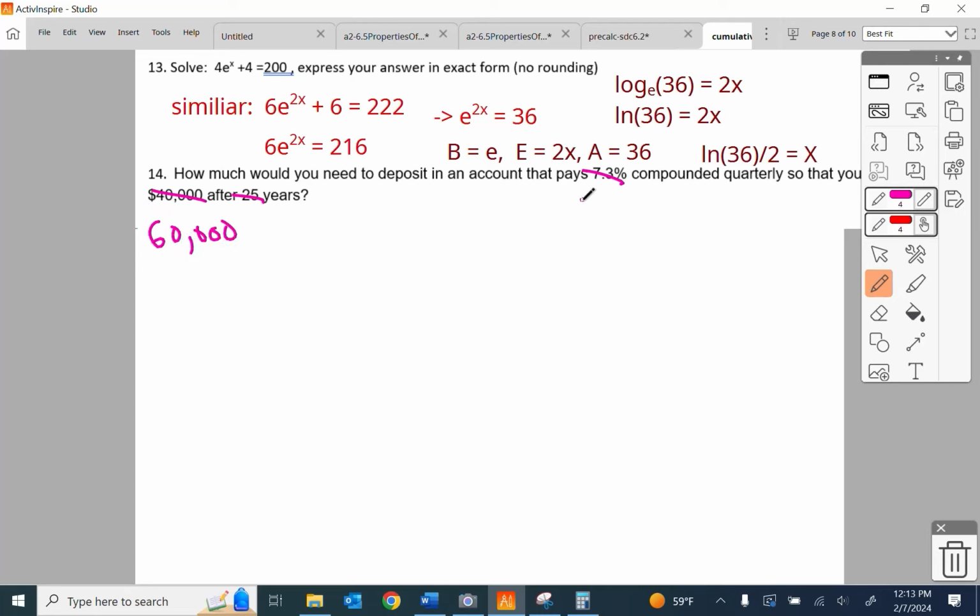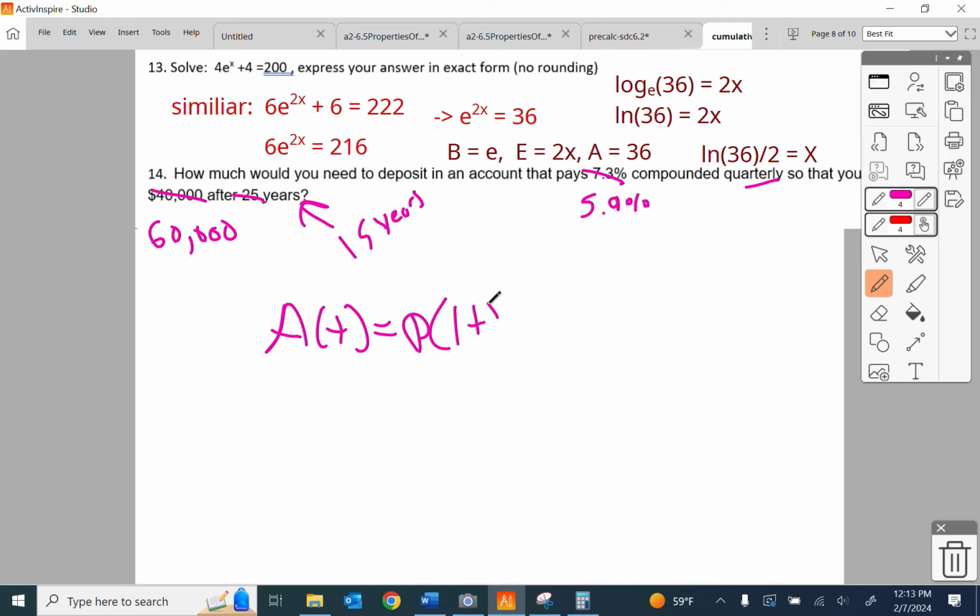Let's do a really, really low rate. Let's just do like 5.9%. We're going to leave that the same, and let's say 15 years. So we're using the compound interest formula. After some time passes, we have the principal times 1 plus r over n to the nt. Quarterly tells me that n is 4 because there are 4 quarters in a year.